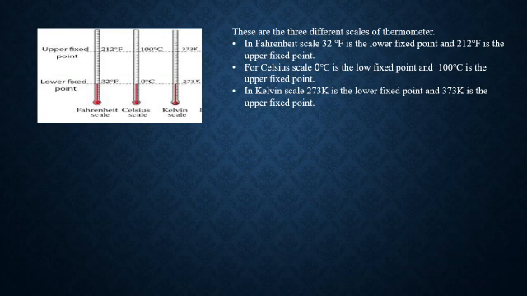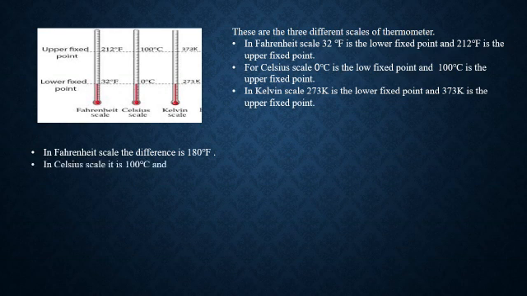The next is, how are we going to convert from one scale to another? For this, have a look at the picture again. You can find the difference in scale, that is, the difference between the upper fixed point and the lower fixed point in each scale. This difference in Fahrenheit scale is going to be 180 degree Fahrenheit. That is 212 degree Fahrenheit minus 32 degree Fahrenheit is what is called the difference.